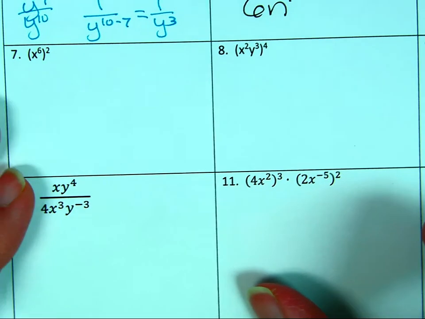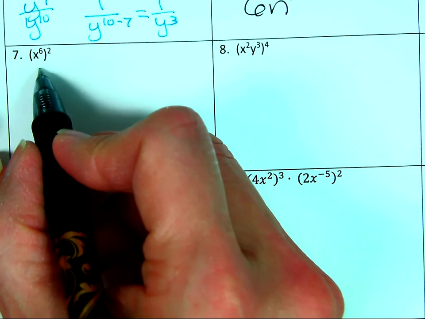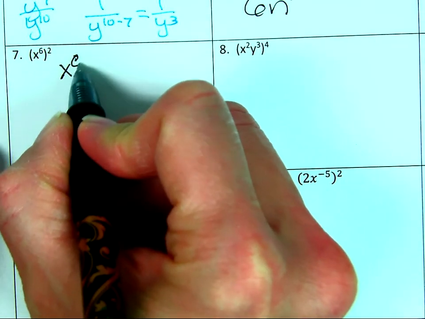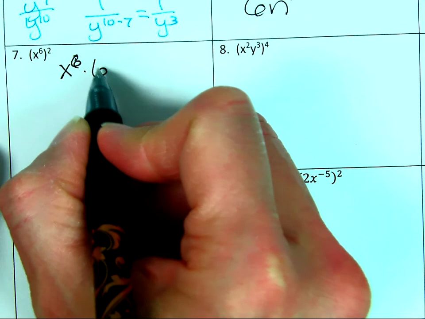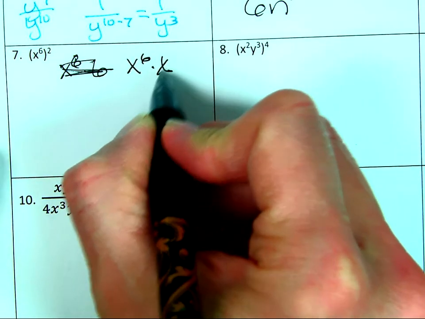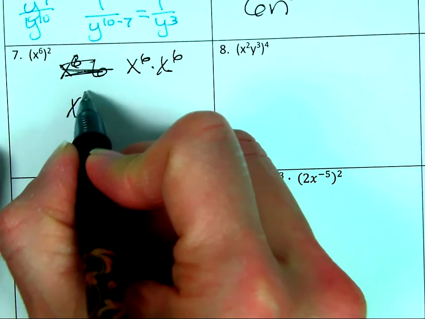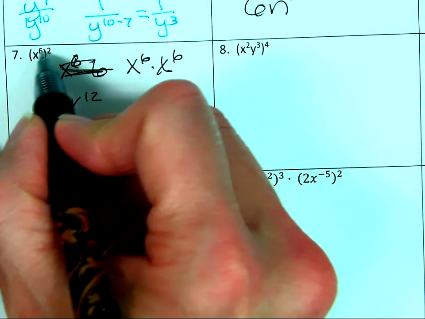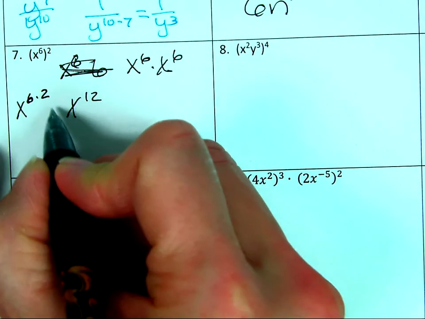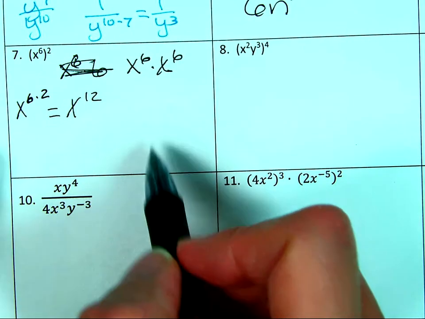Okay, so here is our power of a power rule, and that's to multiply. Because remember, squared means x to the 6 times x to the 6th, which is just x to the 12th. You don't have to do that. You multiply 6 times 2. So that's what we should be using when we do that rule. But I'm just showing you what it means.